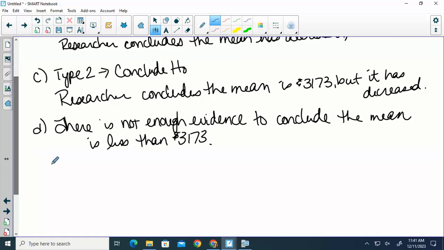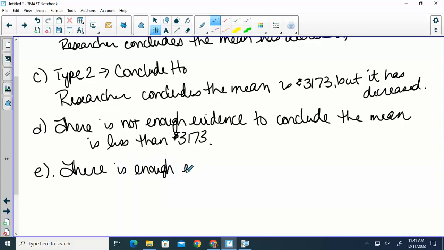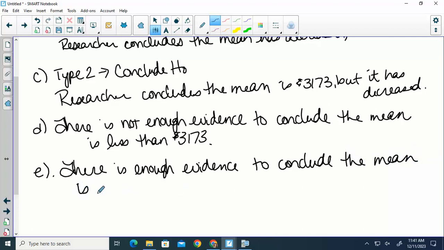All right. So part E, if the null is rejected, that means we found enough evidence to believe that the alternative is true. So there is enough evidence to conclude the mean is less than $3,173. Are you guys okay with that?